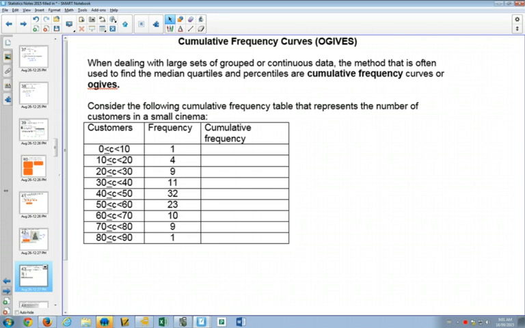So here's a number of customers in a small cinema. They get 0 to 10 people in that cinema quite rarely, only once.